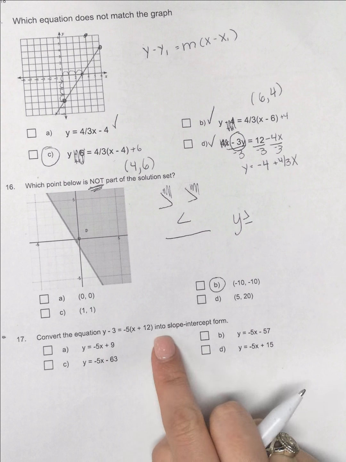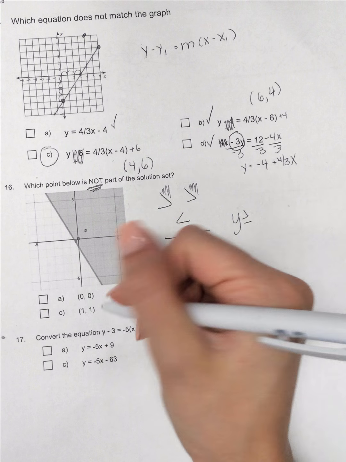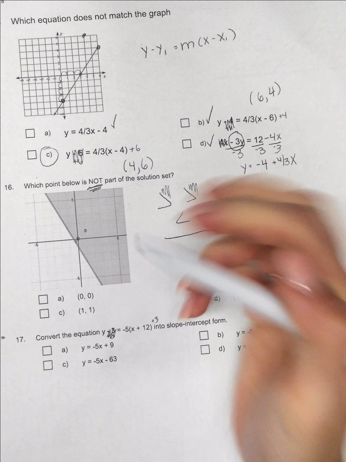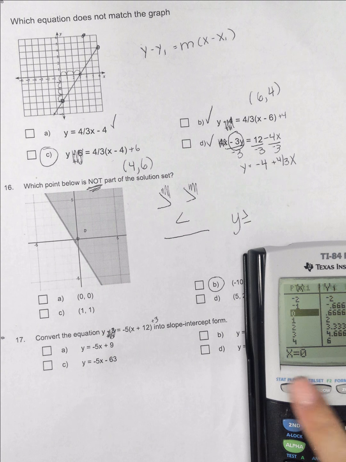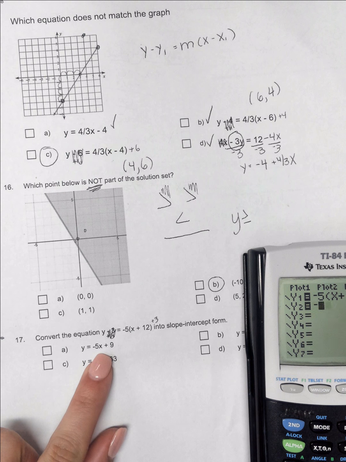Convert the equation into slope intercept form. Okay, so to solve for y, add 3, add 3. And you could just plug them in the calculator, see which one's the same. So we've got negative 5, parentheses, x plus 12, close parentheses, plus 3. So that's what I need it to be the same as. So let's see, negative 5x plus 9.